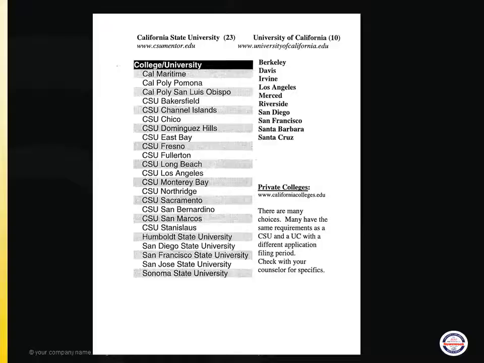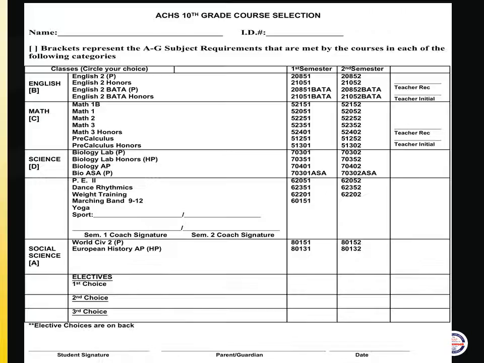Within our home state, there are 23 California State Universities, better known as CSUs, 10 University of California schools, better known as UCs, as well as private colleges. Should you choose to apply out of state, there are a number of private colleges and public colleges as well.